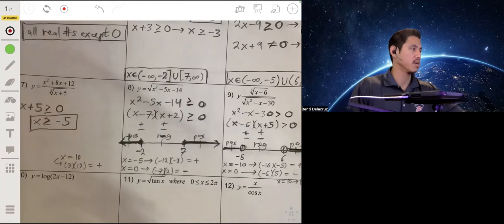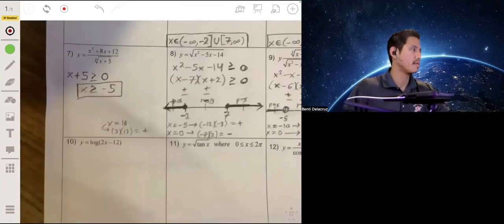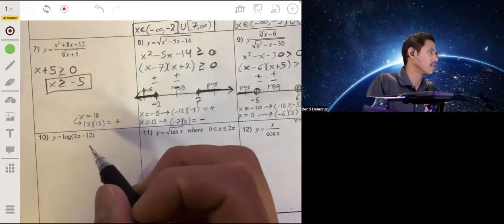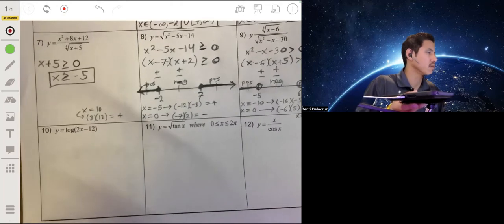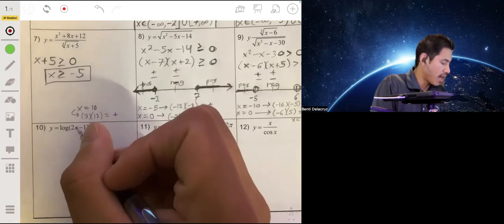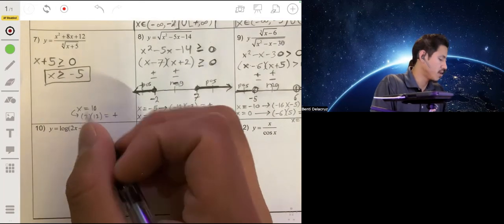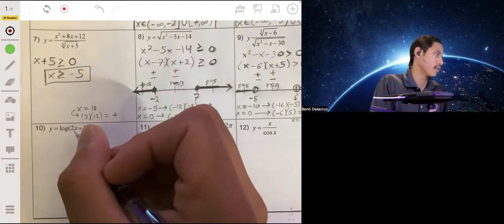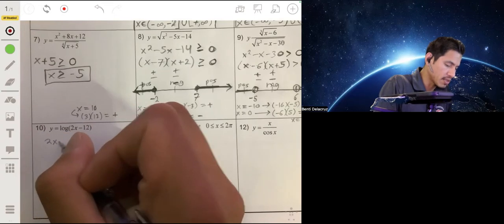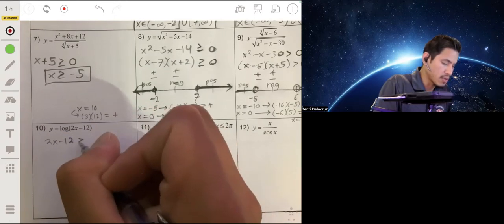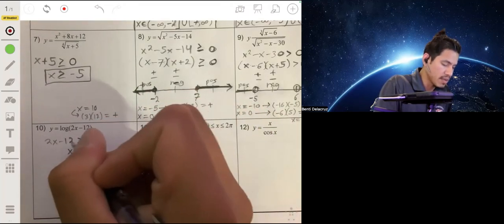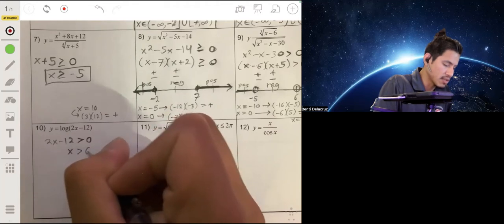All right, let's look at these last couple ones. At number 10, we have y is equal to the log of 2x minus 12. And for this, let's just remember that we can't take the logarithm of any numbers that are negative or 0. So we want to basically make 2x minus 12 greater than 0 and solve this, and we get x is greater than 6. And that's it.